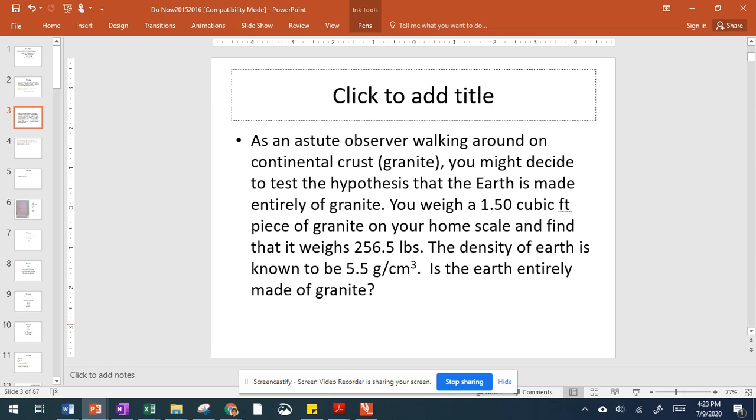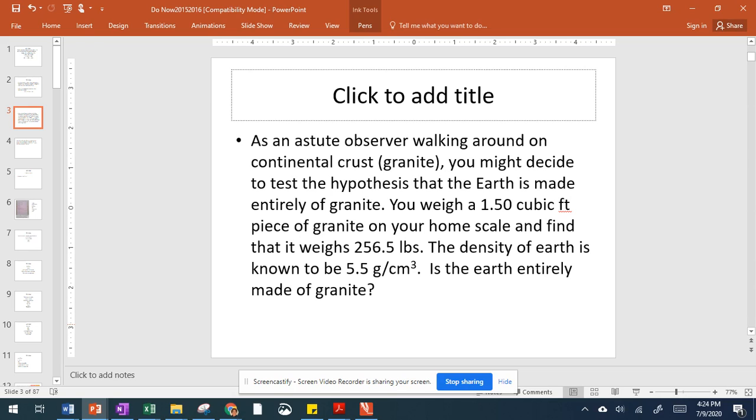To illustrate this, I want to work through probably a little bit more tricky problem than what you'll see in your homework, but hopefully this will give you a starting point in which to start the problems. So we have here someone that's walking around and they have a hypothesis that the earth is made entirely of granite. To test this hypothesis, they have a piece of granite that they're going to weigh out in their bathroom scale. They know the size of it, the cubic feet of it, and they're going to compare the density they get with the density of the earth.